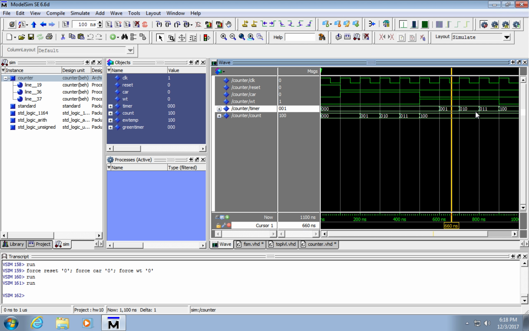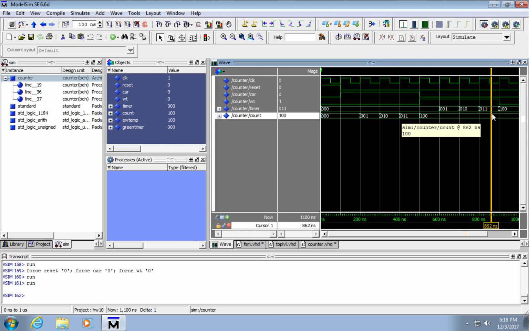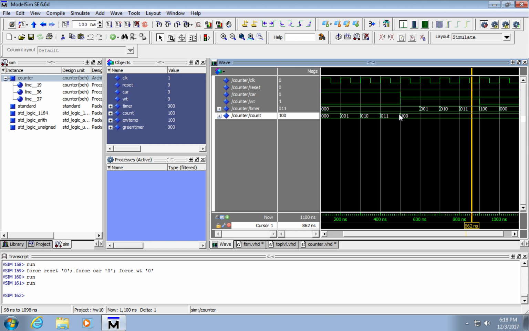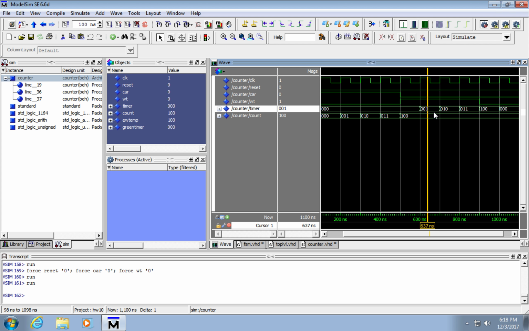In the next clock cycle, the timer will now be 2, the count is still 3, and here the timer is now 3 and the count is still 4. I'm sorry, if I read it as 3 for the last few cycles, I meant to say that it's still 4.